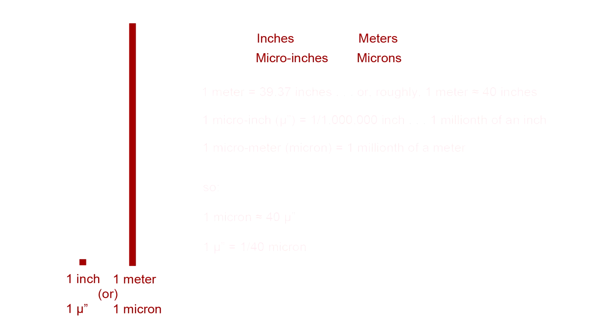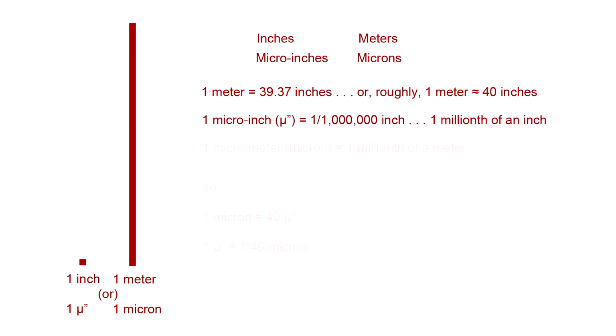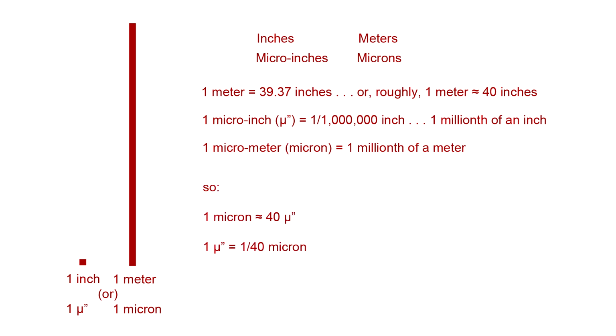Here's a graphical illustration of the two. A meter is 39.37 inches. Keeping it simple, a meter is about 40 inches. Let's call a millionth of an inch a microinch and designate it with the Greek letter mu. And let's call a millionth of a meter a micron. A micron is about 40 times the size of a microinch, so a microinch is about 1/40th of a micron.